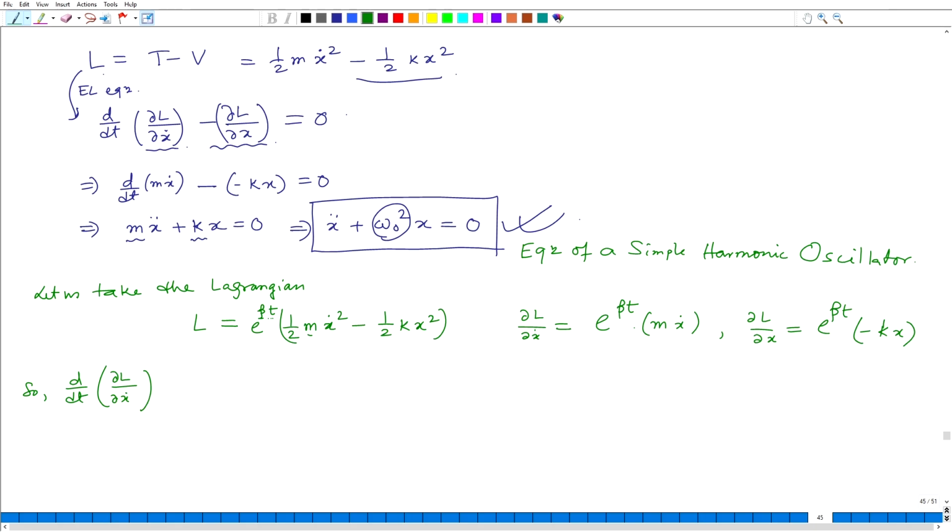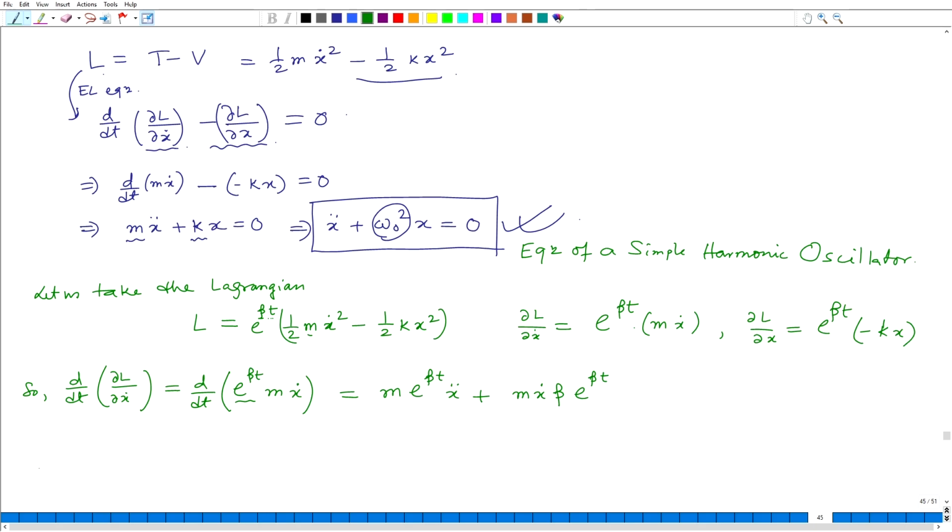Do you know how to do that? If you do that properly, you have to write this e to the beta t m times x dot. So, it should have two terms, one will be m e to the beta t x double dot plus m x dot, then d/dt of this term will be with beta e to the beta t. Okay. So, yes, that is the term we get, the beta, yes.